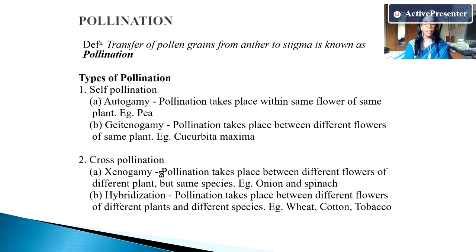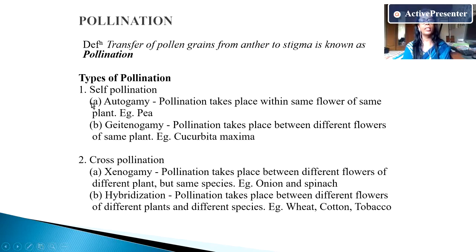Okay. We have completed the production of the male gamete, and the female gamete as well. The next topic is pollination, how the male gamete is transferred from the male organ to the female organ. That is pollination, the next chapter. The transfer of pollen grain from anther to stigma is known as pollination. The types of pollination are mainly self-pollination and cross-pollination.